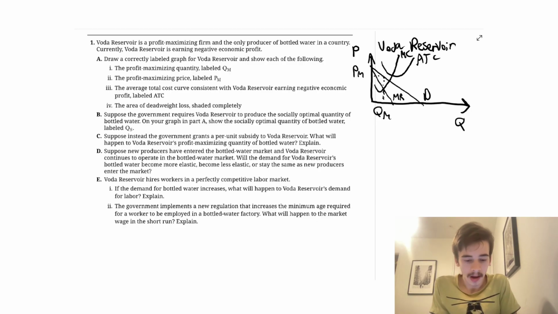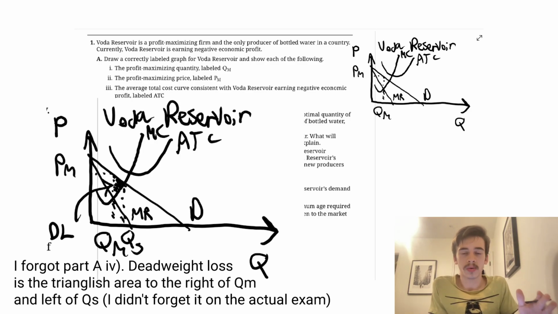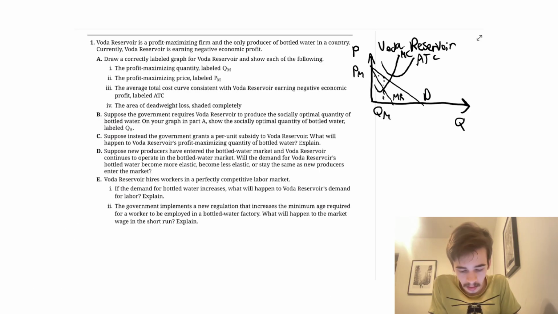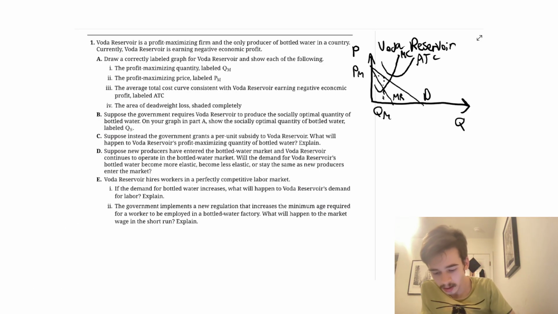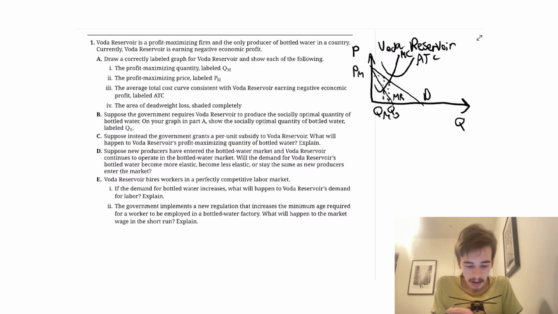For part B, suppose the government requires the water reservoir to produce the socially optimal quantity. Socially optimal, what does that mean? Marginal cost equals the demand curve. And on your graph in part A, show the socially optimal quantity. Okay, so that will be, as I said, MC equals demand. So that will be this new quantity, QS.